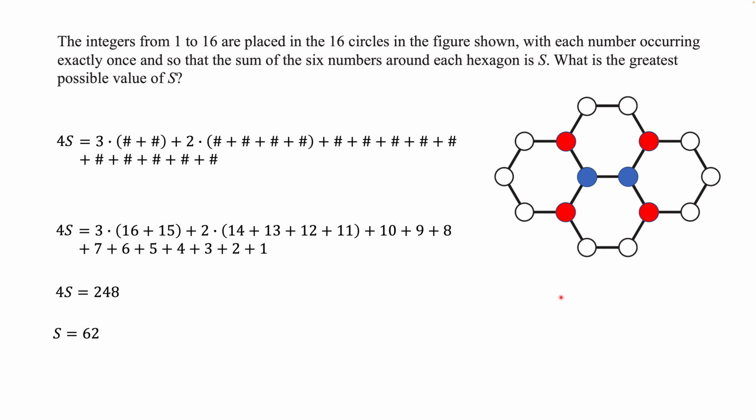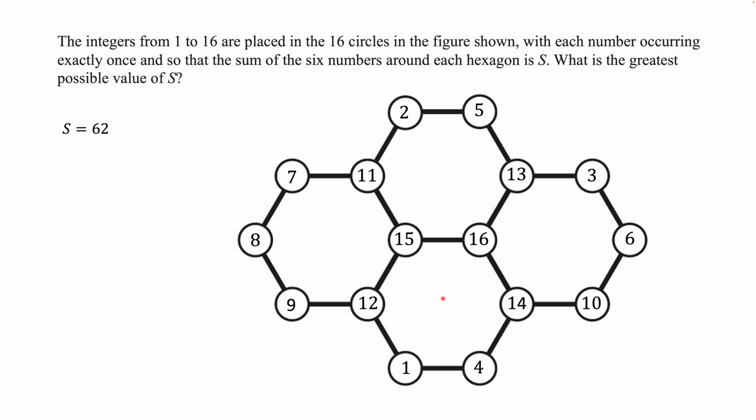So the last thing to do is actually to show that an arrangement like this is possible. The arrangement when these blue guys are 16 and 15, when these red guys are 14, 13, 12, and 11, and the white guys are numbered from 1 to 10. So it's not very difficult to try and find the arrangement. There are multiple arrangements possible, and this is one of the arrangements I can have.